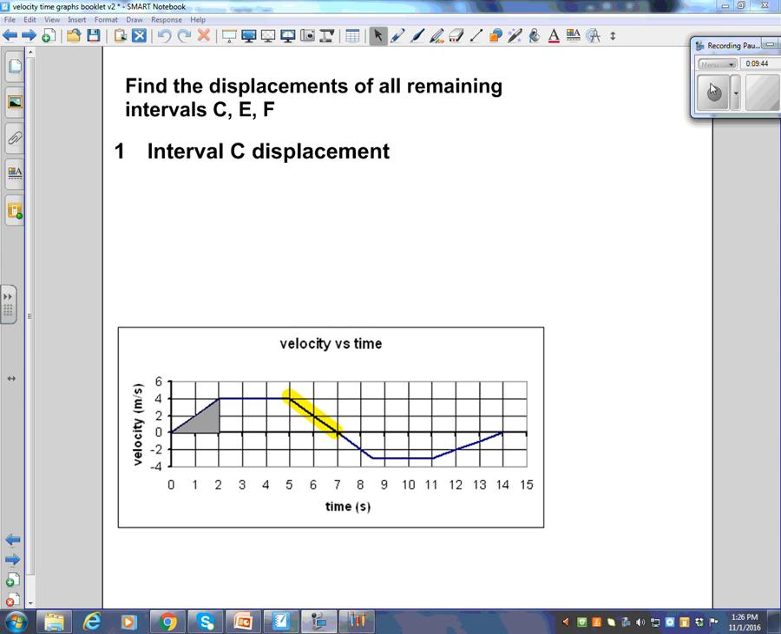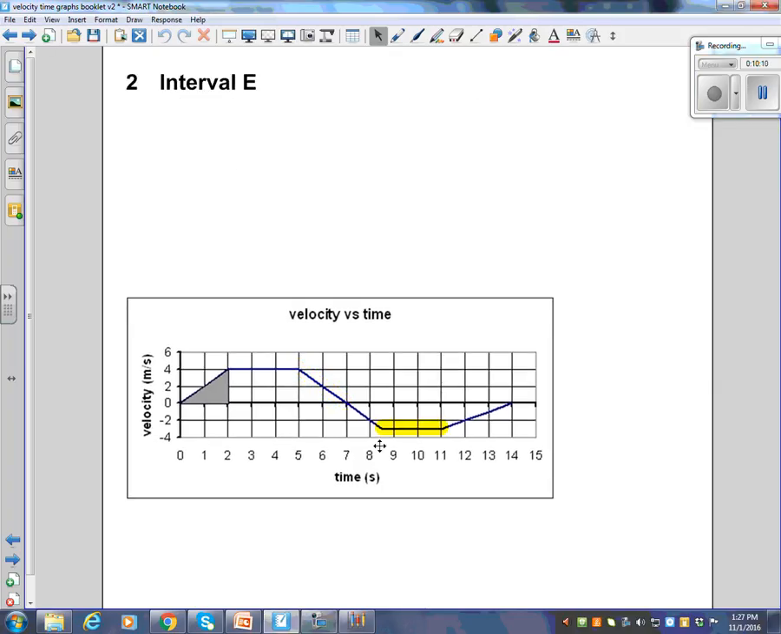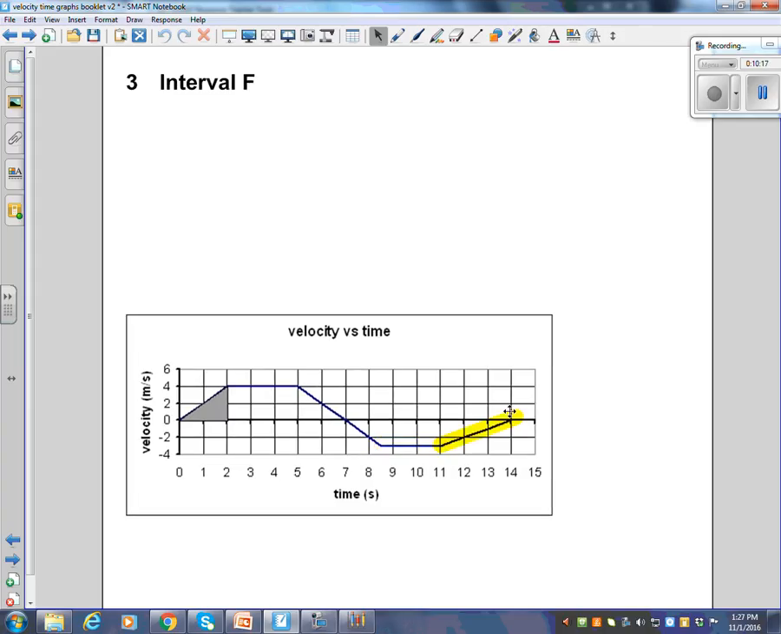I want you to do intervals C, E, and F. Okay? Well, look up here to see where those intervals are. So interval C is from 5 to 7. You might want to write that down on your page. It's there? Okay, so C is from 5 to 7. E is from 8.5 to 11. And F is from 11 to 14.